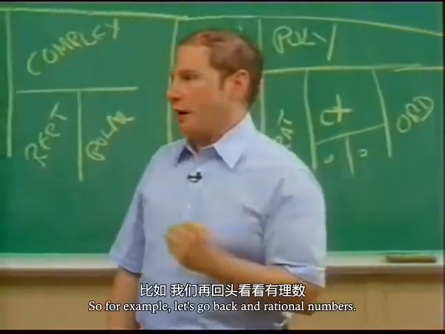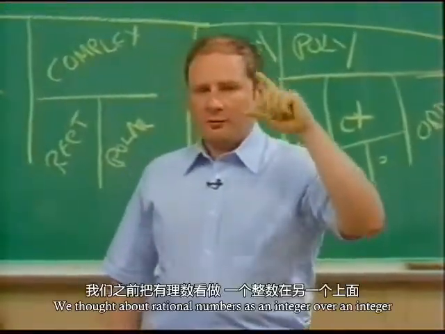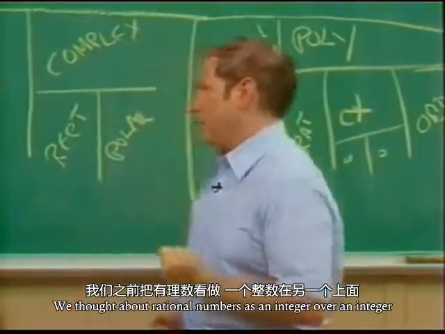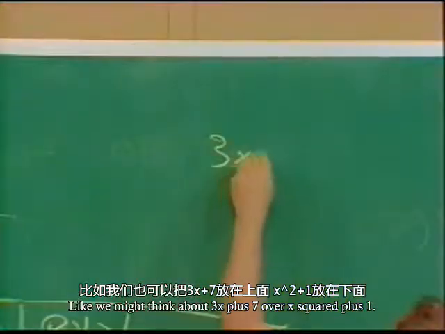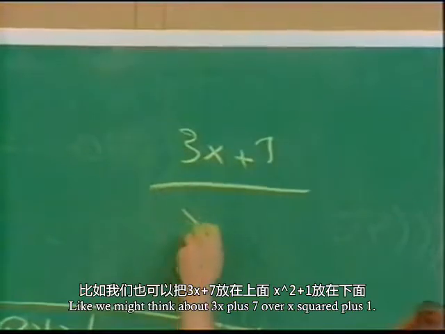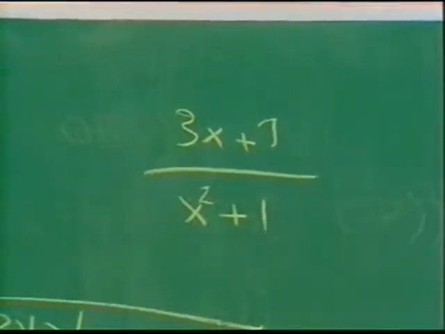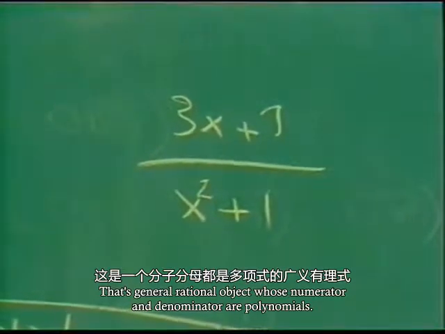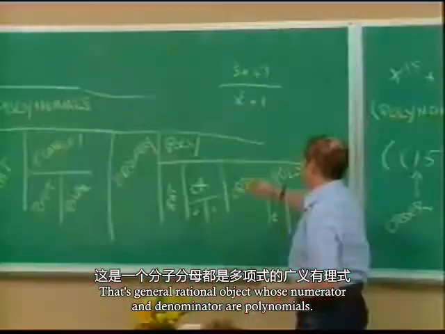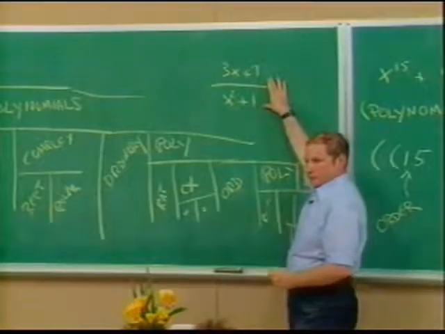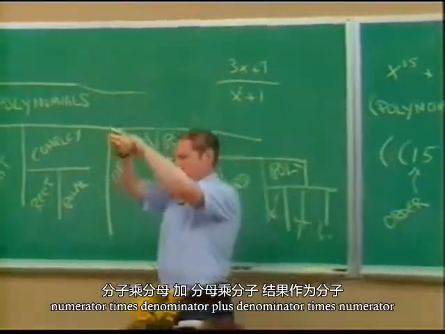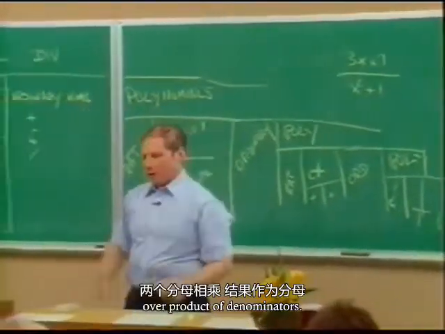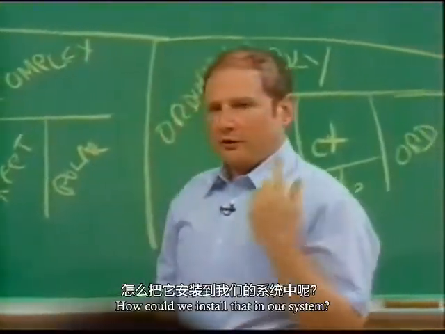So for example, let's go back to rational numbers. We thought about rational numbers as an integer over an integer, but there's the general notion of a rational object. Like we might think about 3x plus 7 over x squared plus 1. That's a sort of general rational object whose numerator and denominator are polynomials. And to add two of them, we use the same formula, numerator times denominator plus denominator times numerator over product of denominators. How could we install that in our system?